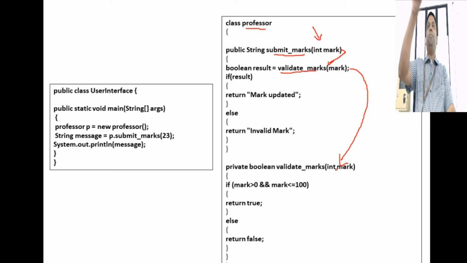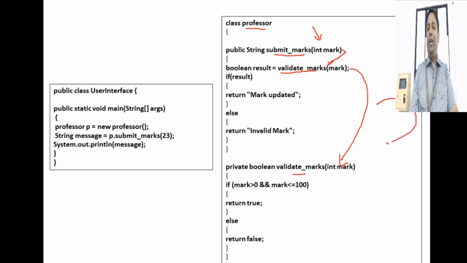So I call a method within the professor object, and that method in turn calls another method within the same object. So it's a self-reference there. There is this validate marks, it is in the same object. So when you have such things, you're going to have an arrow mark pointing to the same object, because the call will return to the same object.